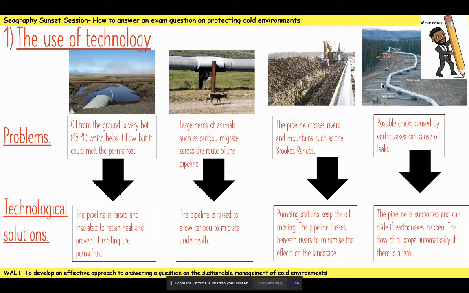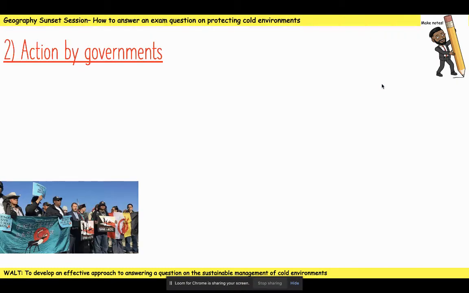The pipeline is supported and can slide. So you can see some slider beams either side of the pipeline there. The pipeline is bendy first. It's not a straight line, which is more resistant to earthquakes, but it can also slide. The flow of oil also stops automatically if there is a leak. So as soon as there is a leak, the oil stops flowing.